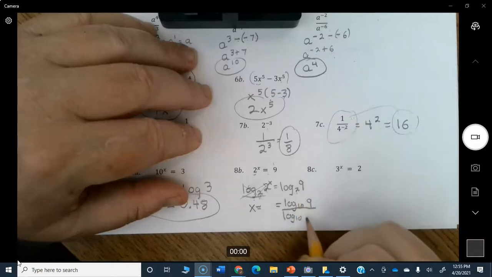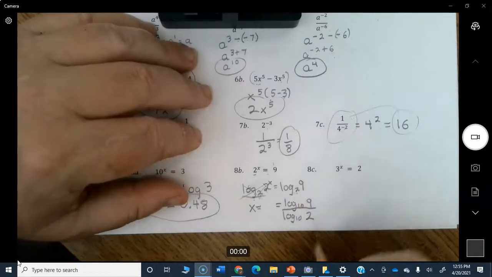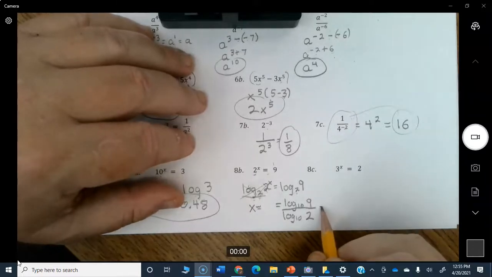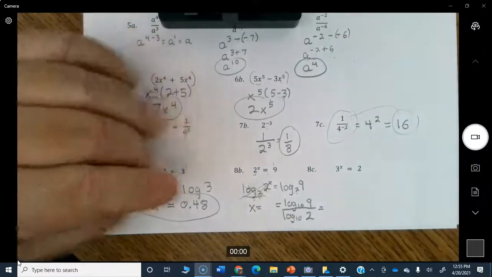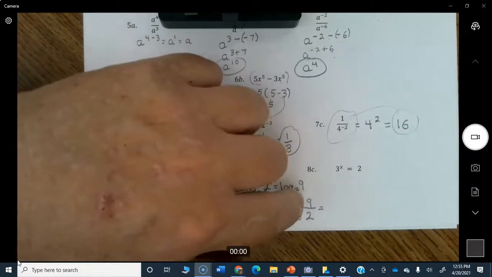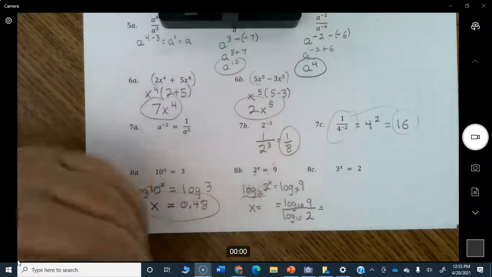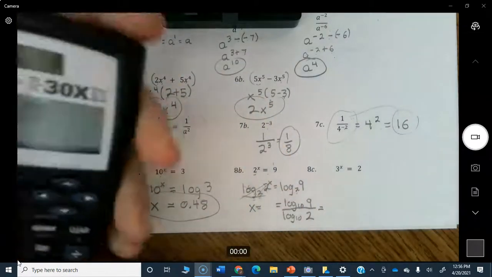And it's of this little base here, too. Okay? So we have a way to calculate that. So this is just simply log of 9. This is simply log of 2. So you take those, you divide them, and you got your answer.